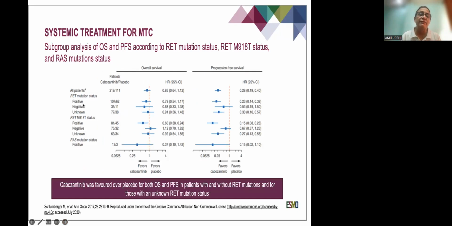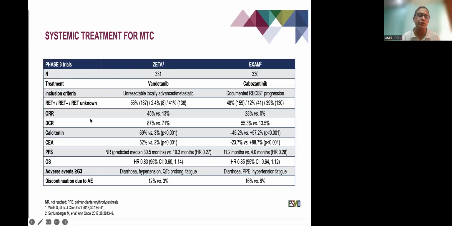Cabozantinib benefited RET mutation positive patients, and we all know that in medullary thyroid cancer, RET is one of the major driver mutations. Irrespective of RET mutated status, among RET mutated there are various mutations, and one of the most common is M918T. So cabozantinib worked across RET positive and negative, all benefited. So the FDA has also approved cabozantinib for this.